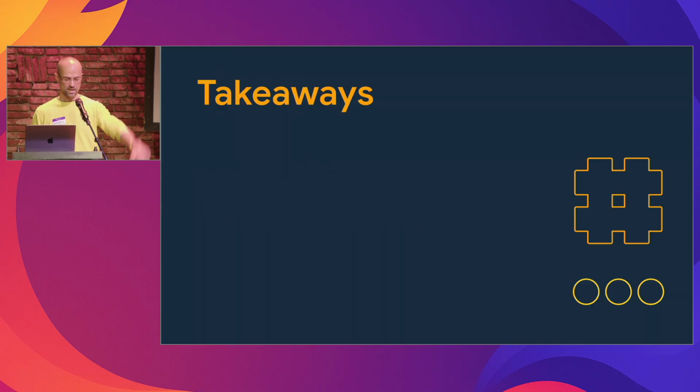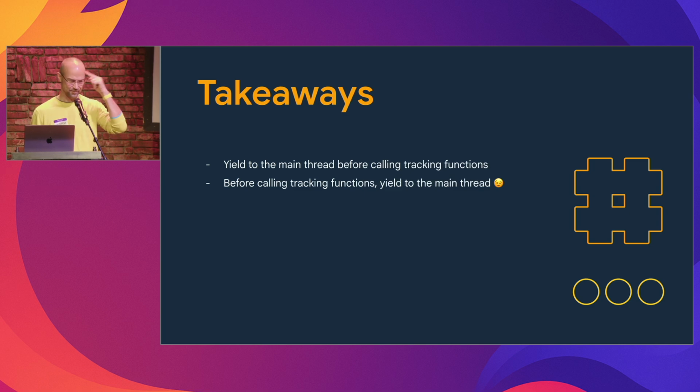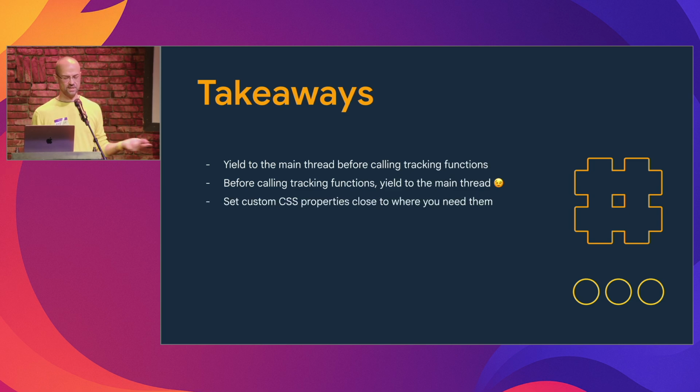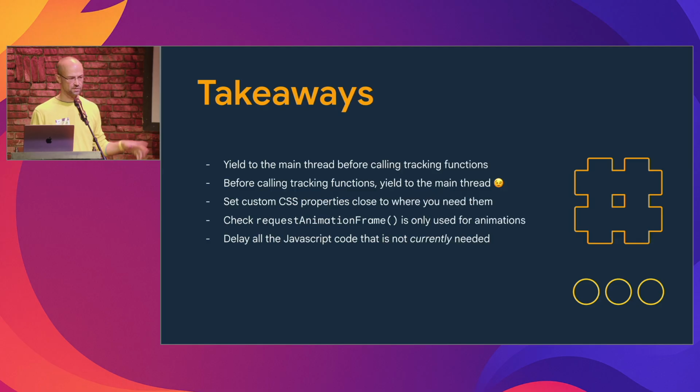Wrapping up, takeaways are: yield to the main thread before calling tracking functions. Yes, the same, but remember this. Set custom CSS properties close to where you need them. Check that request animation frame is only used for animations, and delay all the JavaScript code that is not currently needed.